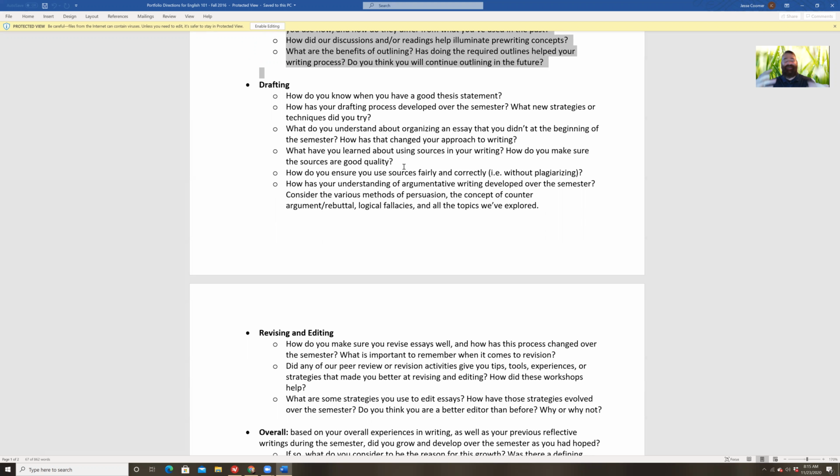See, what you're doing in this project, in this part of the project especially, is you're demonstrating to your reader, which is not just me, it's also the whole English department, that you have acquired these skills and you've become proficient in these areas, okay? So that is what you're going to be doing.